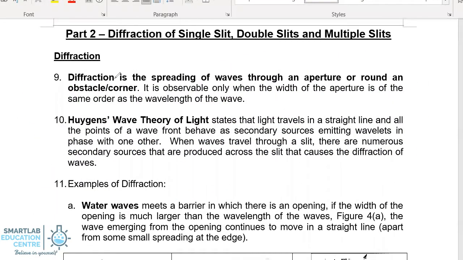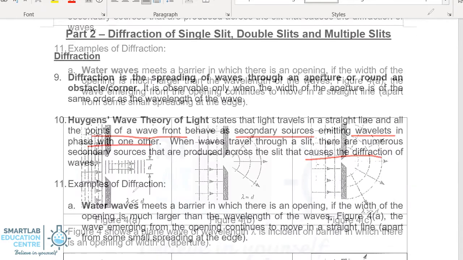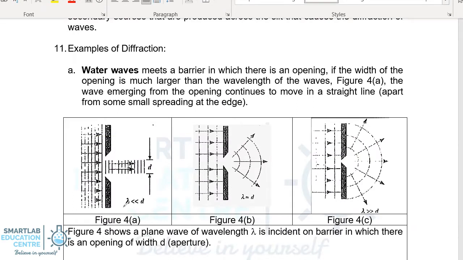Diffraction. Diffraction is the spreading of waves through an aperture or around an obstacle corner. The Huygens wave theory of light helps to explain that by stating that every single point of a wavefront behaves as a secondary source emitting wavelets in phase with one another. In doing so, diffraction occurs. Let's take a look by looking at three circumstances.